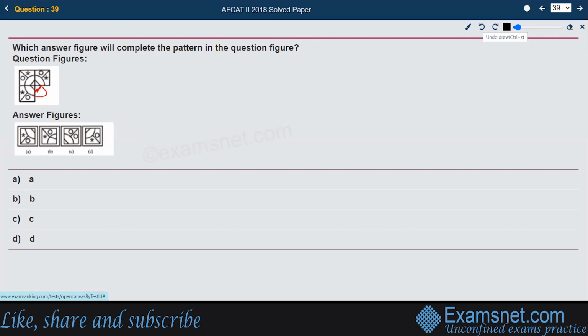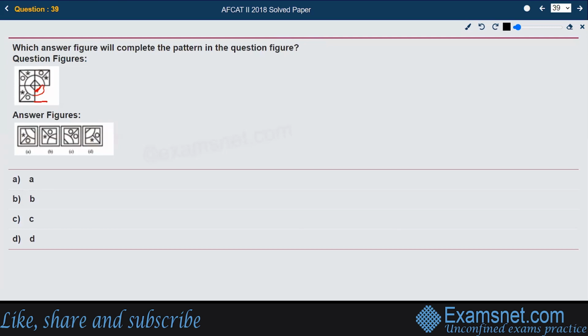If you look at this, the circle should be completed like this. Okay, let me redraw this. This is so close. So this circle should be completed like this, and then these 2 lines should be completed like this, and these 2 lines should be completed like these are the straight lines.